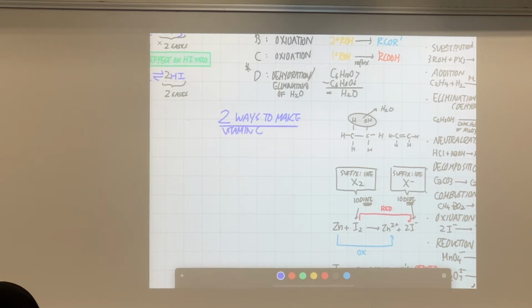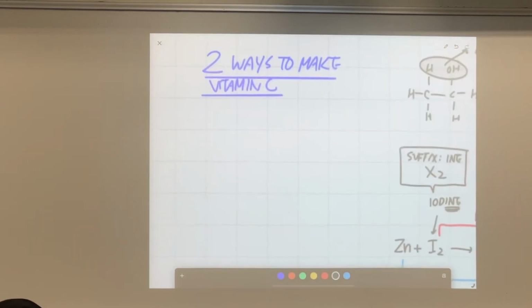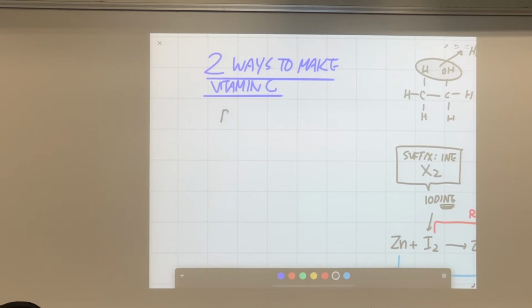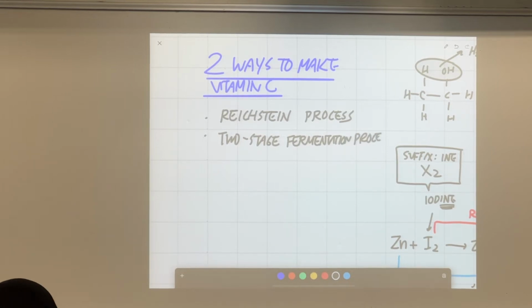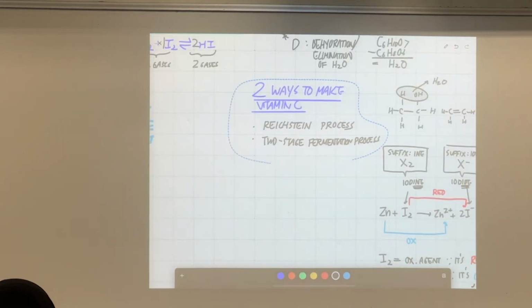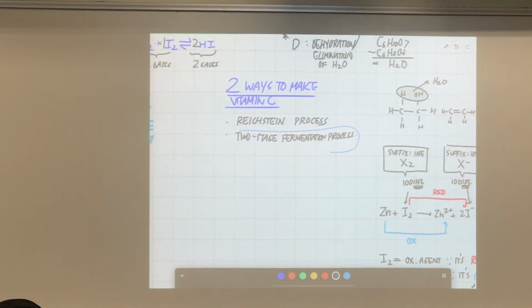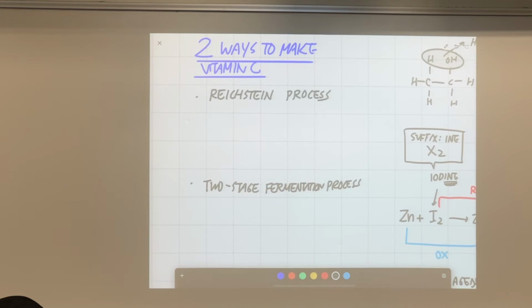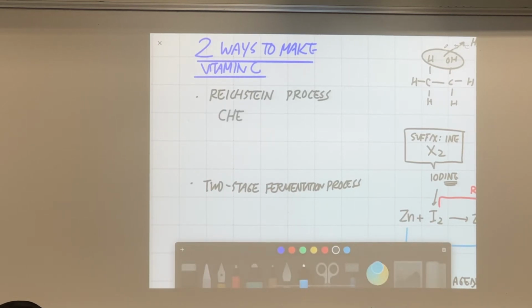So the first way is known as the Richstein method. The second is called the two-stage fermentation process. So what these two terms mean is that the Richstein process uses a combination of a chemical reaction plus a fermentation reaction.